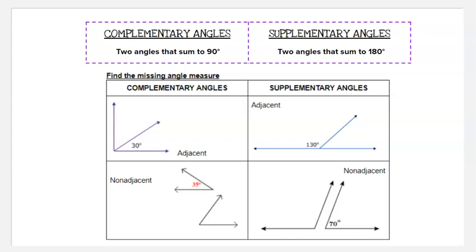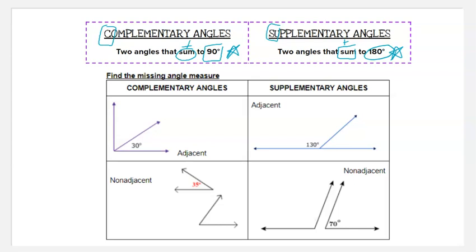So complementary angles are two angles that sum or add to 90 degrees. Supplementary angles are two angles that sum, so add to 180 degrees. One way to keep this straight is C comes before S in the alphabet and 90 comes before 180 if you were counting numerically starting at 0. So that could help you keep it straight.